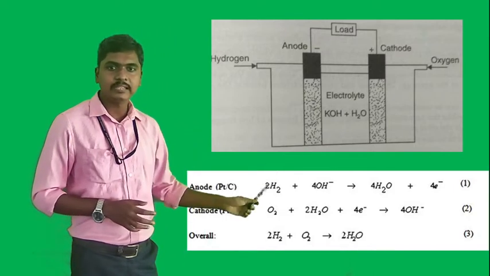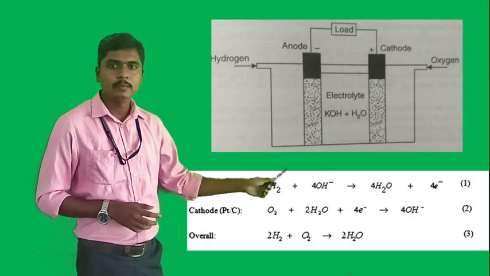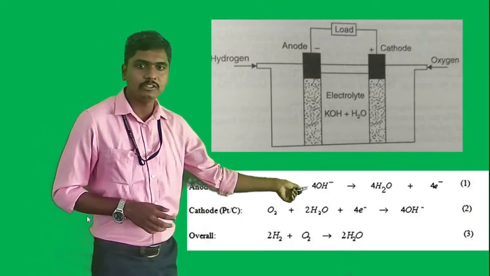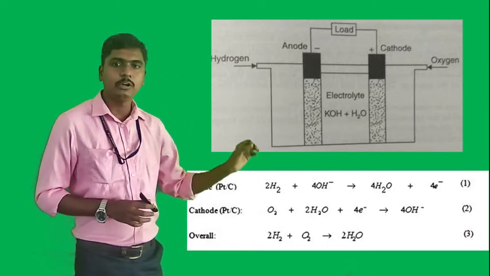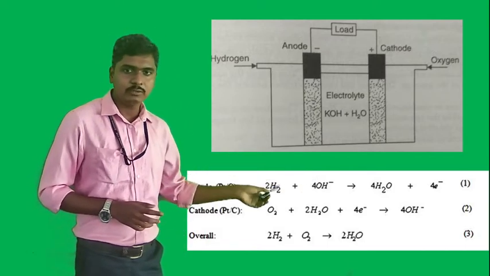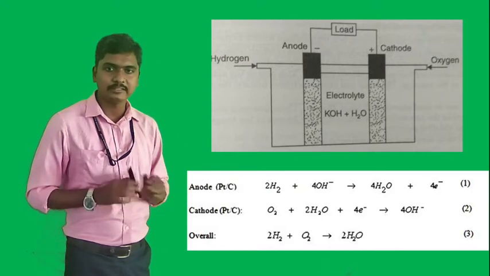So balanced. Left side, how many oxygens are there? 4 OH minus, so 4 oxygen is there. On the right hand side, how many oxygens we have? 4 oxygen we have. Clear? So the equation is chemically balanced.